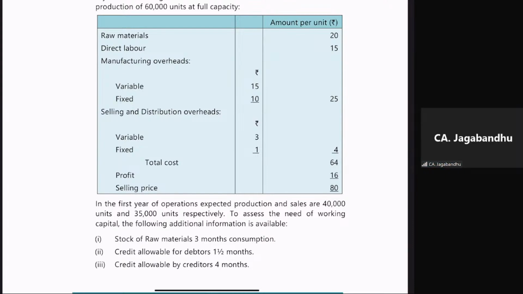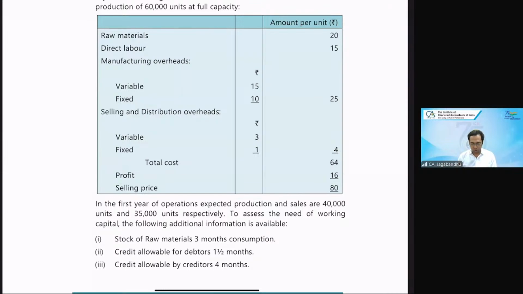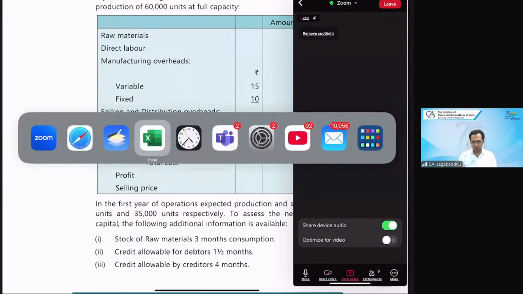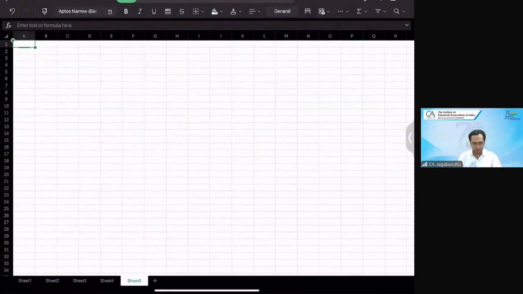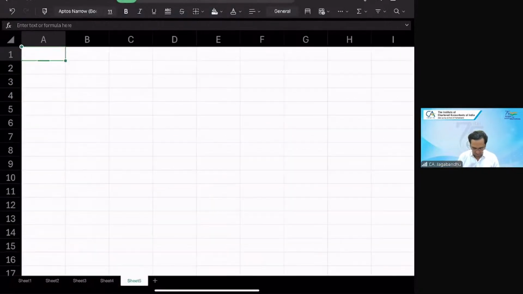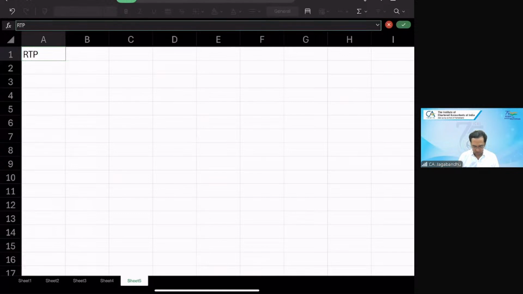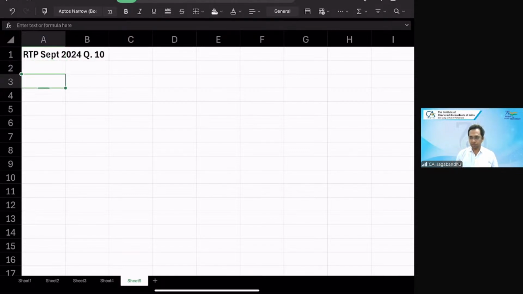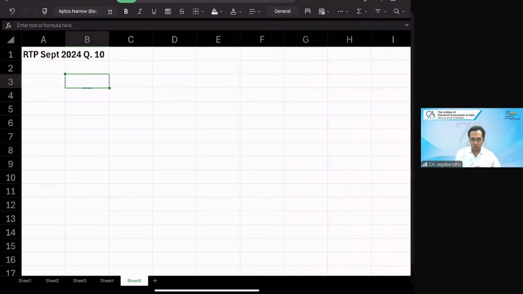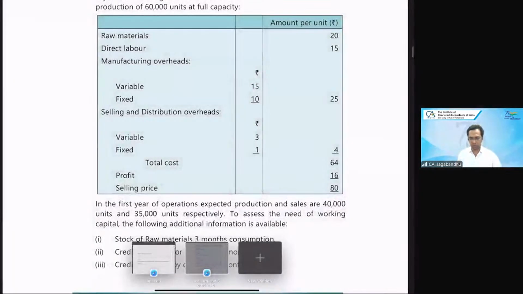So let's prepare the cost statement. So the cost statement, where is it? Excel. Yeah. So this is, remember, RTP September 2024, question number 10. Okay. So first we are going to prepare the cost statement based on the information given in the question.